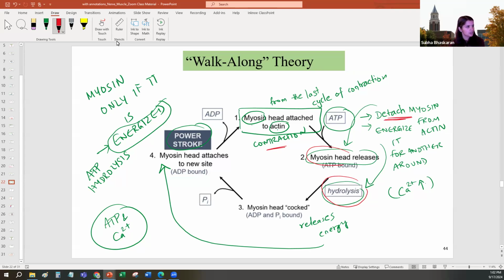Remember, for hydrolysis, what do you need? You need water and an enzyme, correct? Okay, so the enzyme would be ATPase. So the myosin has an inbuilt ATPase enzyme inside of it. Okay, as soon as it detaches the ATP, what does it undergo? It undergoes hydrolysis. Got it? Because the myosin head has the ATPase enzyme inbuilt into it.